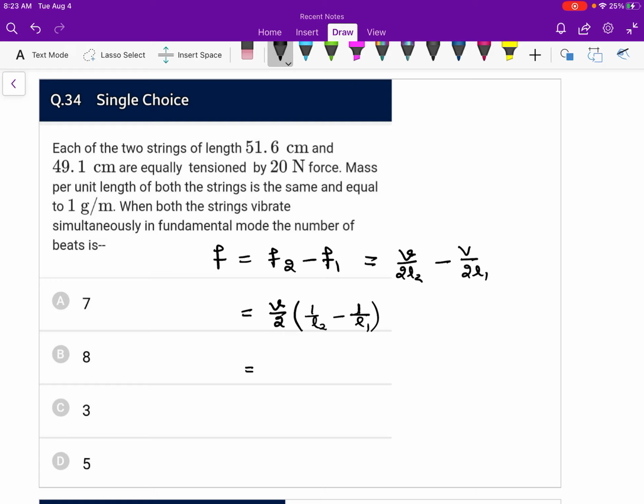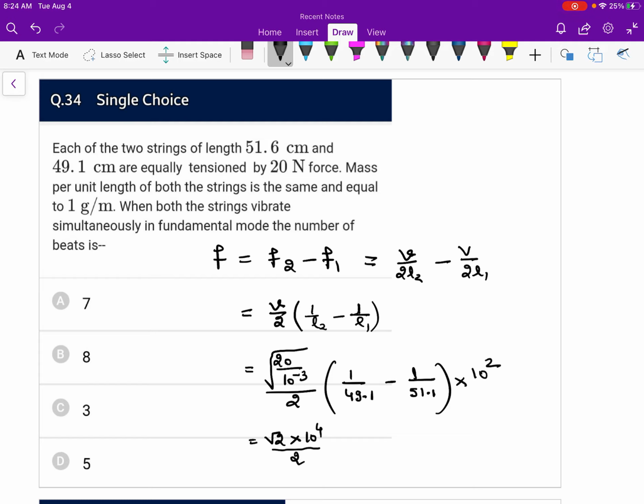Now V is root of F by mu. So F is 20. Mu is 10 to power minus 3. So this is root of F by mu by 2, times 1 upon L2, which is 1 upon 49.1 minus 1 upon 51.6 centimeter, into 10 to power 2 in denominator. So this is 10 to power 4. So 10 to power minus 3. So this is root 2 into 10 to power 4 upon 2. All right, gram per meter.